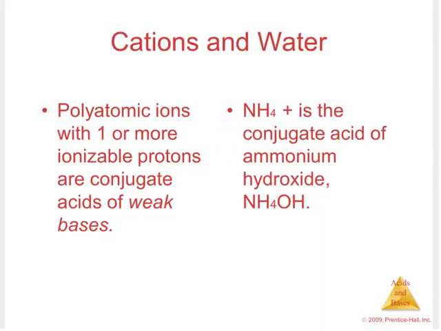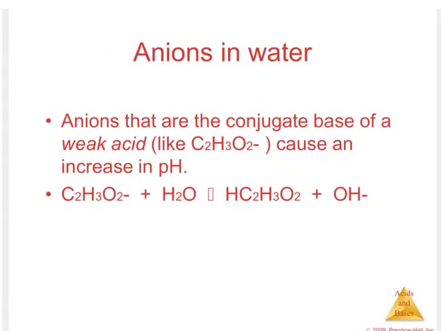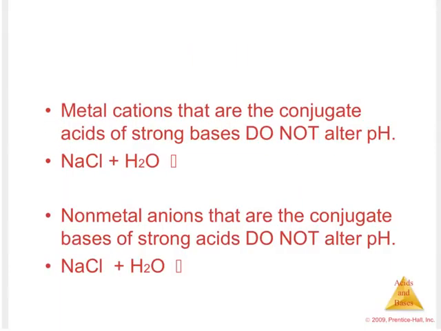Ammonium is the conjugate acid of ammonium hydroxide. And remember, ammonium hydroxide is a weak base. So for a weak base, its conjugate acid is going to be somewhat stronger. Anions that are conjugate bases of weak acids, like acetic acid, are going to cause an increase in pH, or be basic. Weaker acid, somewhat stronger conjugate base. But remember, in both instances, the conjugates of a strong acid or a strong base are not going to change pH at all.